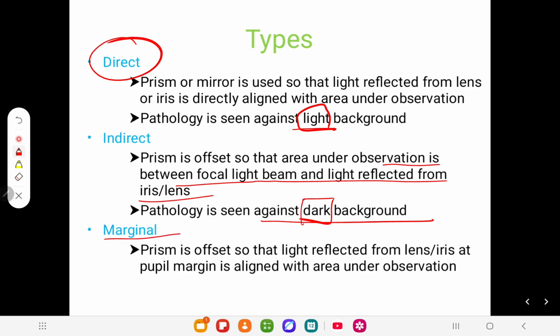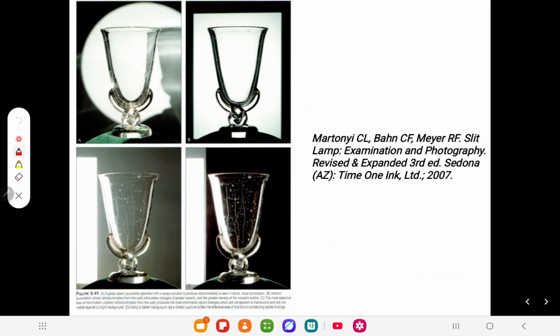Marginal means what? The prism is offset so that the light reflected from the lens or iris at the pupil margin is aligned with the area under the observer. So I'll show you what is marginal. Okay, so see, this is a great picture that I love.